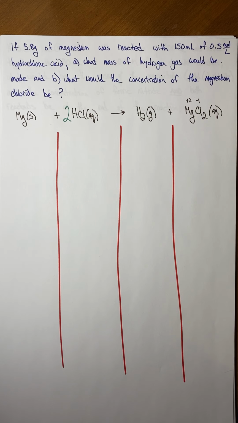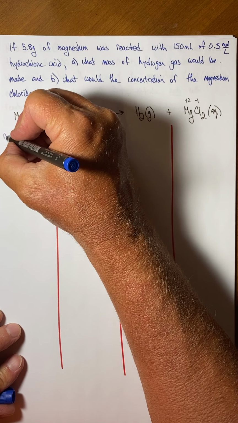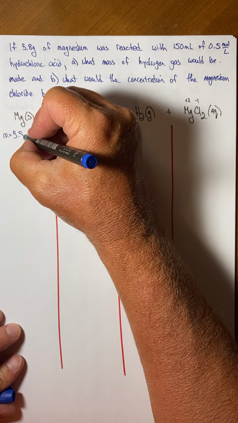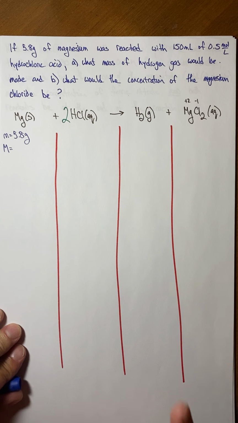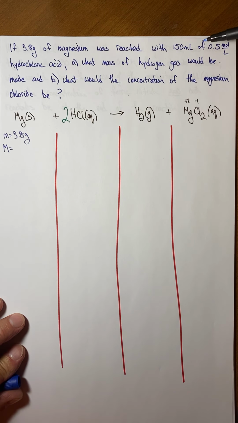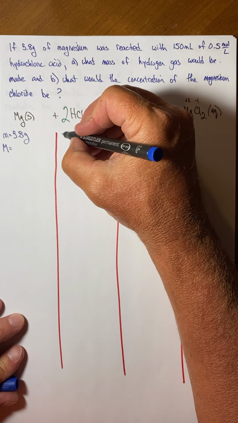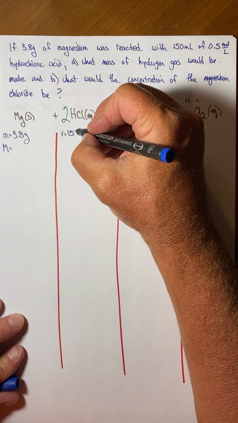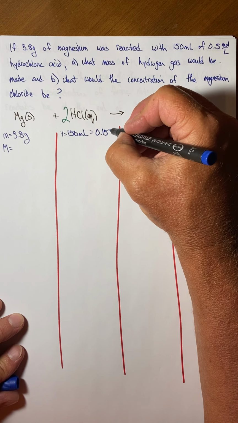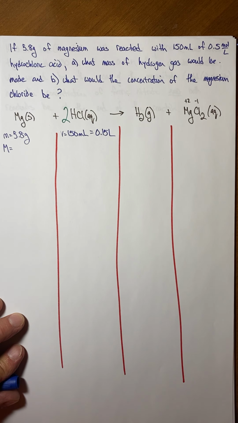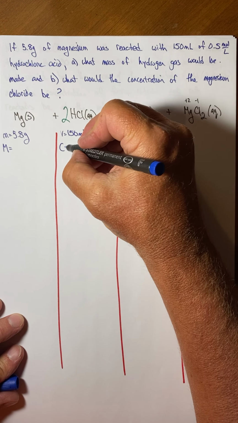And I'm going to put down all of my givens. So I know we have 5.8 grams of that. Mass and molar mass go hand in hand. I'm not going to quite do that yet. All right, 150 milliliters of hydrochloric acid. That is a volume. And I automatically change that to liters right away, so I don't forget later on. 0.5 moles per liter, that's concentration.